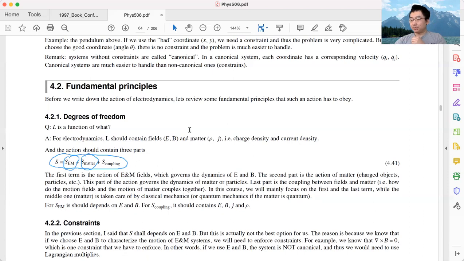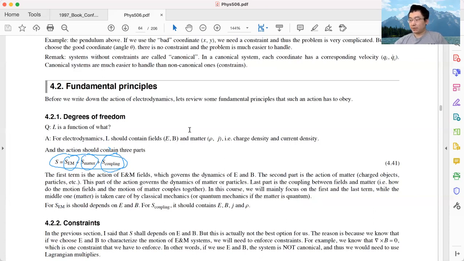And in addition to that, the charged objects and the E and B fields talk to each other, they couple together. So there should be a third term which tells us how the charged particles and their motion couple with the E and B field. And this coupling term gives us 2 pieces of physics. One is how the motion of the charged objects generates E and B fields. That comes from the coupling. And this coupling term also tells us, if I have a charged object inside the E and B field, what force do we get on this charged object? How does it move? So in general, we should have these 3 terms in my action.